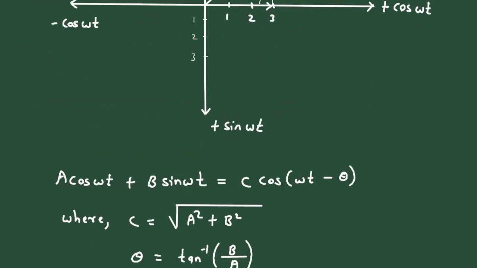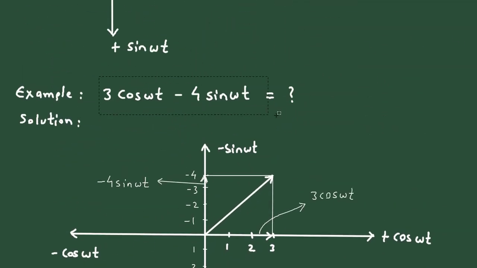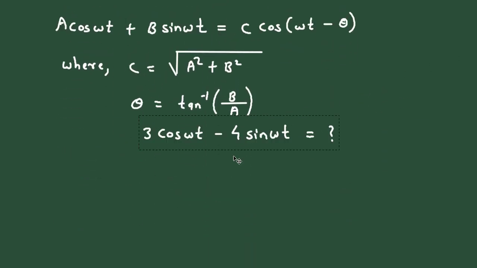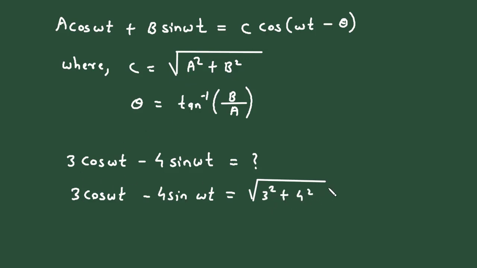So, now here in place of A, it is this value. So, let's copy it from here. This will be 3 cos omega t minus 4 sin omega t, it is equal to C. Now, in place of C, this will be under root of A square plus B square. So, this will be 3 square plus 4 square, then cos omega t minus, in place of theta, this will be tan inverse of B by A. In place of B, we can substitute minus 4 divided by 3.